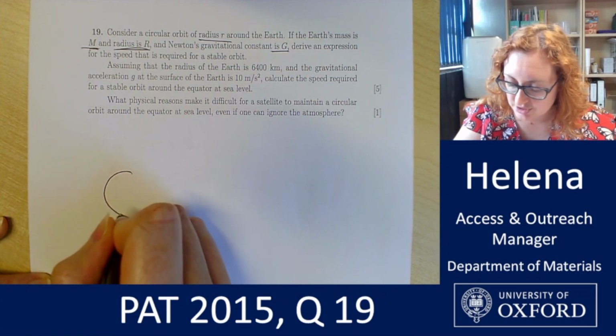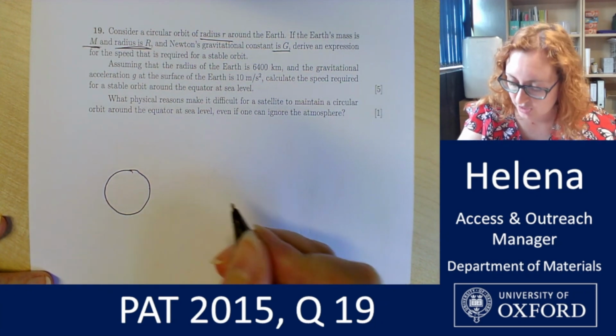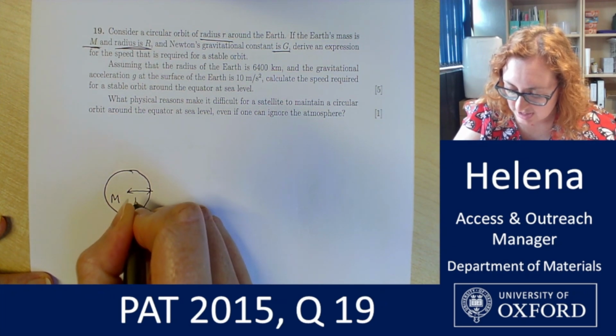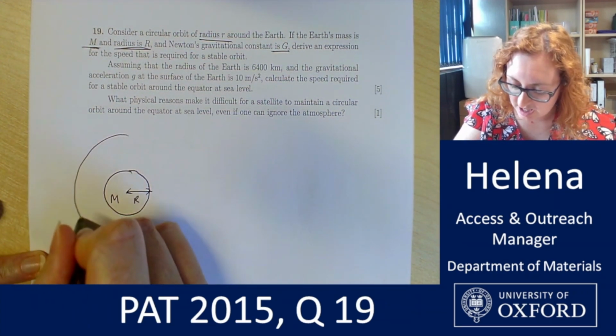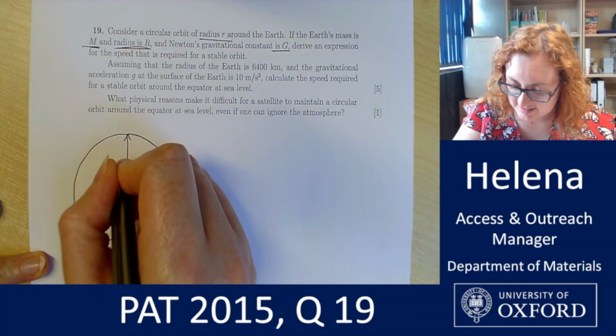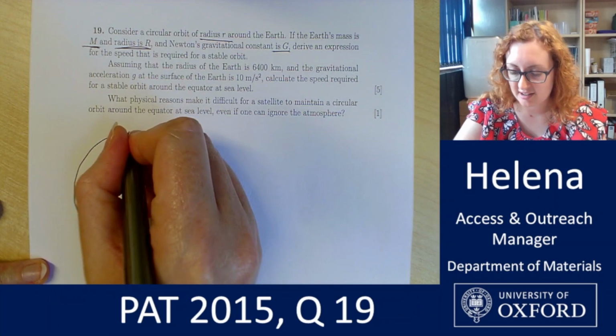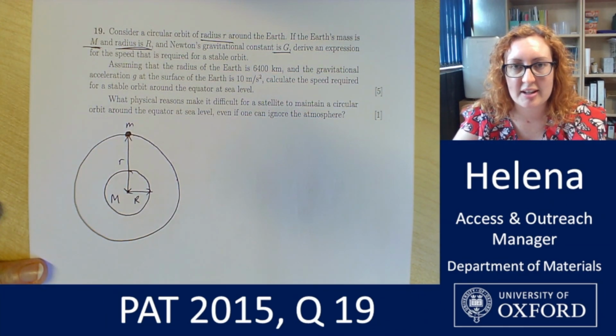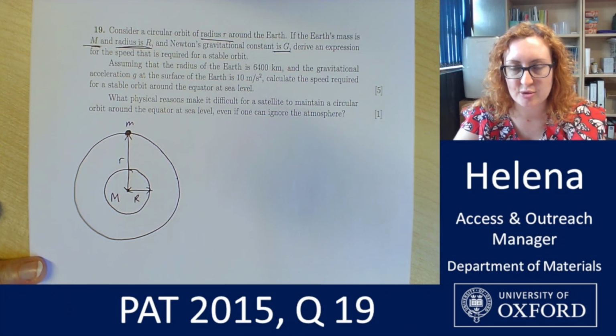The first thing I want to do is draw a picture. So here we have our Earth, mass big M and radius big R, and we have our object in a circular orbit, which has an orbital radius of lowercase r there. Let's say that this is a satellite with mass lowercase m. We want to find the speed required for this to be a stable orbit.